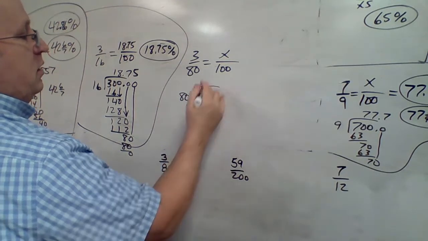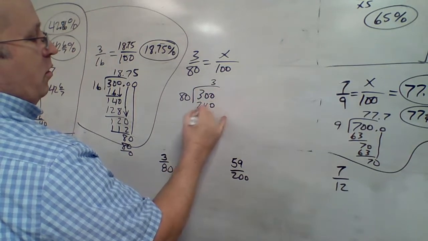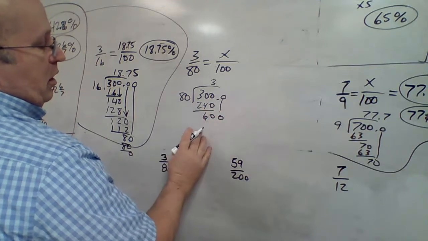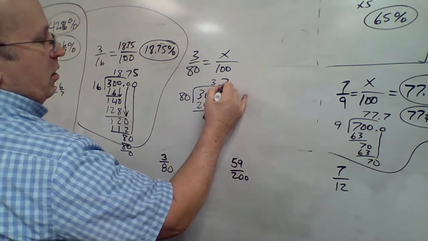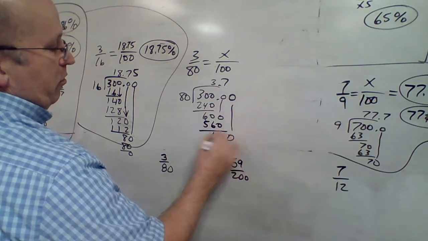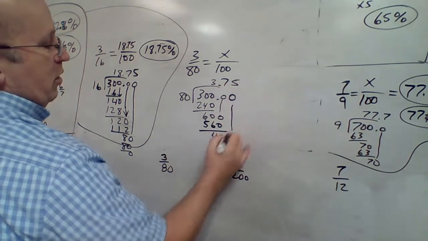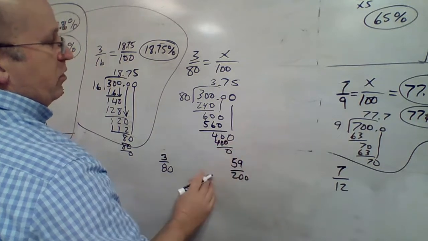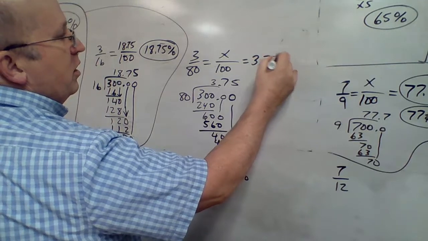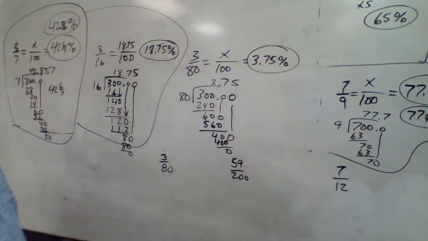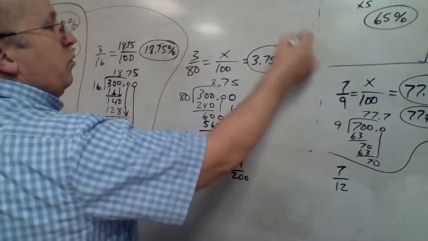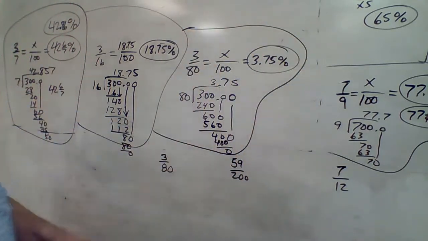80 goes into that. Let's try 3 times with a remainder of 60. Let's bring down a 0. 80 goes into 600. How about 7 times? 560. Bring down another 0. 80 goes into 400 exactly 5 times. So that gives me an answer of 3.75%. 3.75%.